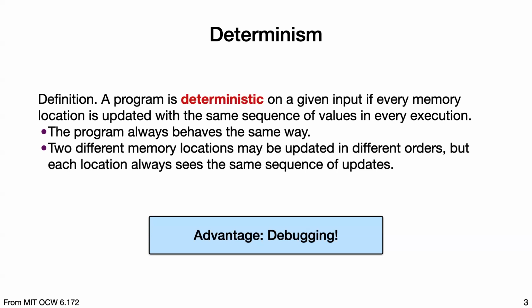The advantage of having deterministic programs is that debugging them is much easier because you have one expected output, whereas with non-deterministic programs where the output may change, it's hard to tell whether something is a bug versus whether it's just a variation of the output. But unfortunately, not all of our programs can be deterministic. In many cases, you may need non-determinism.